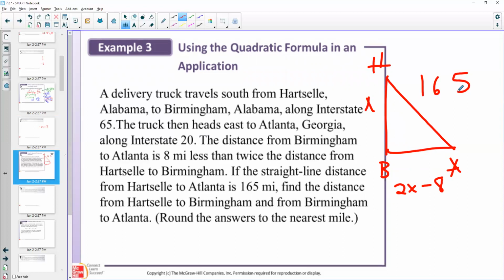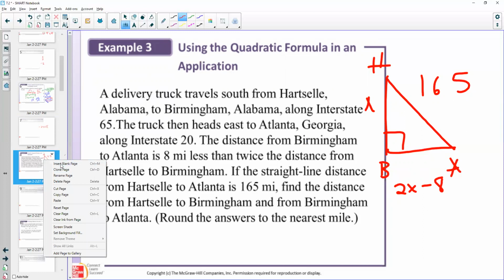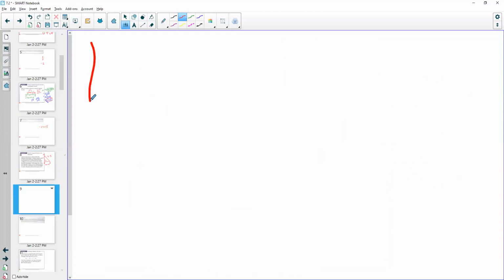All right, so this is an application of this, okay? Basically what I want to do is use the Pythagorean theorem, and I'm going to make myself a new slide right here. Hold on. I'm going to trace our triangle. Ooh, that's not the triangle we wanted, but hold on. Let's make that prettier. All right, so here's my triangle. This was 165. This was x. This is 2x minus 8.